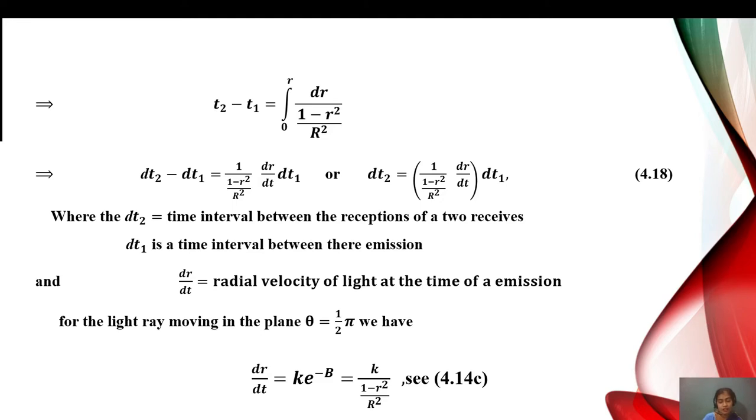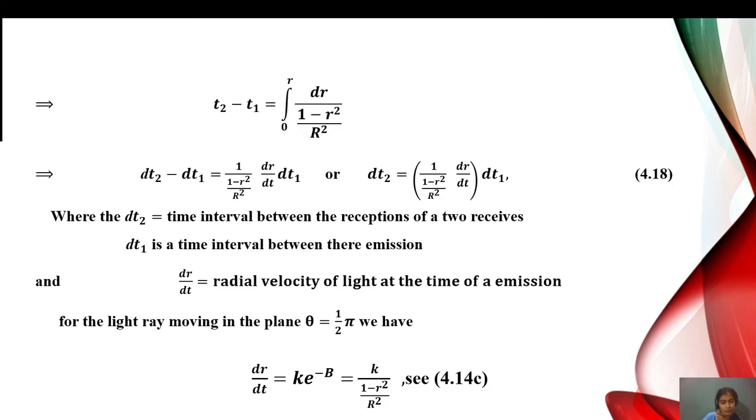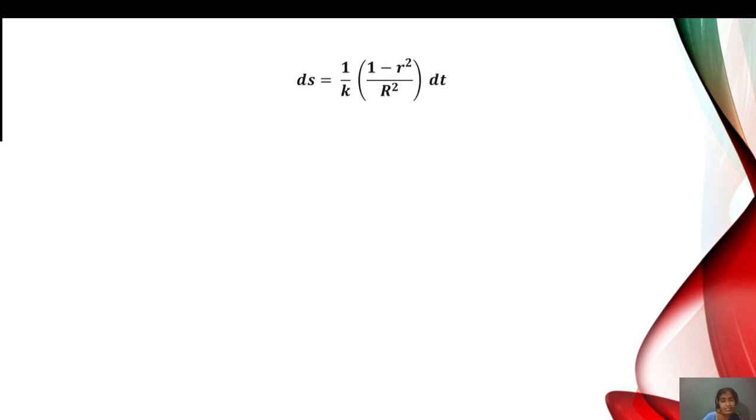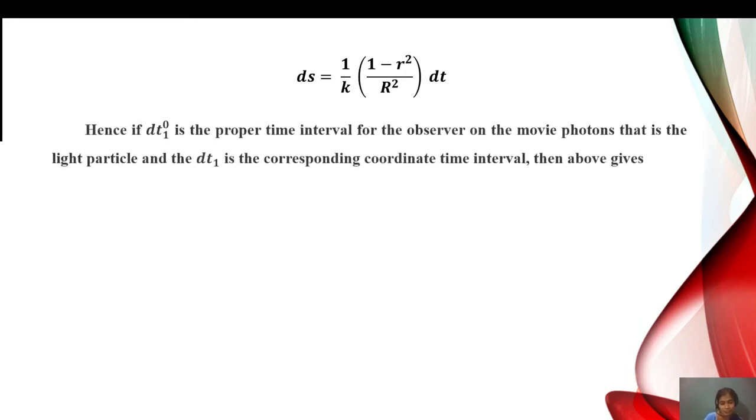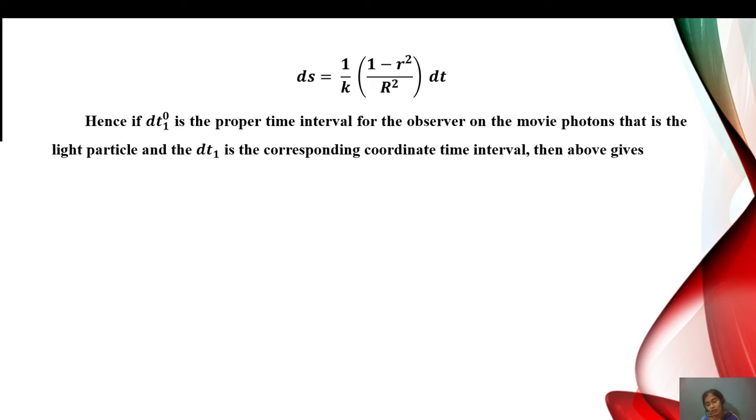Then the equation dr upon dt equals k e to the power minus b, where k is a constant. Putting e to the power minus b in the form, we get 1 upon 1 minus r square upon capital R square. Then ds equals dt, in the manner 1 by k times 1 minus r square upon capital R square.